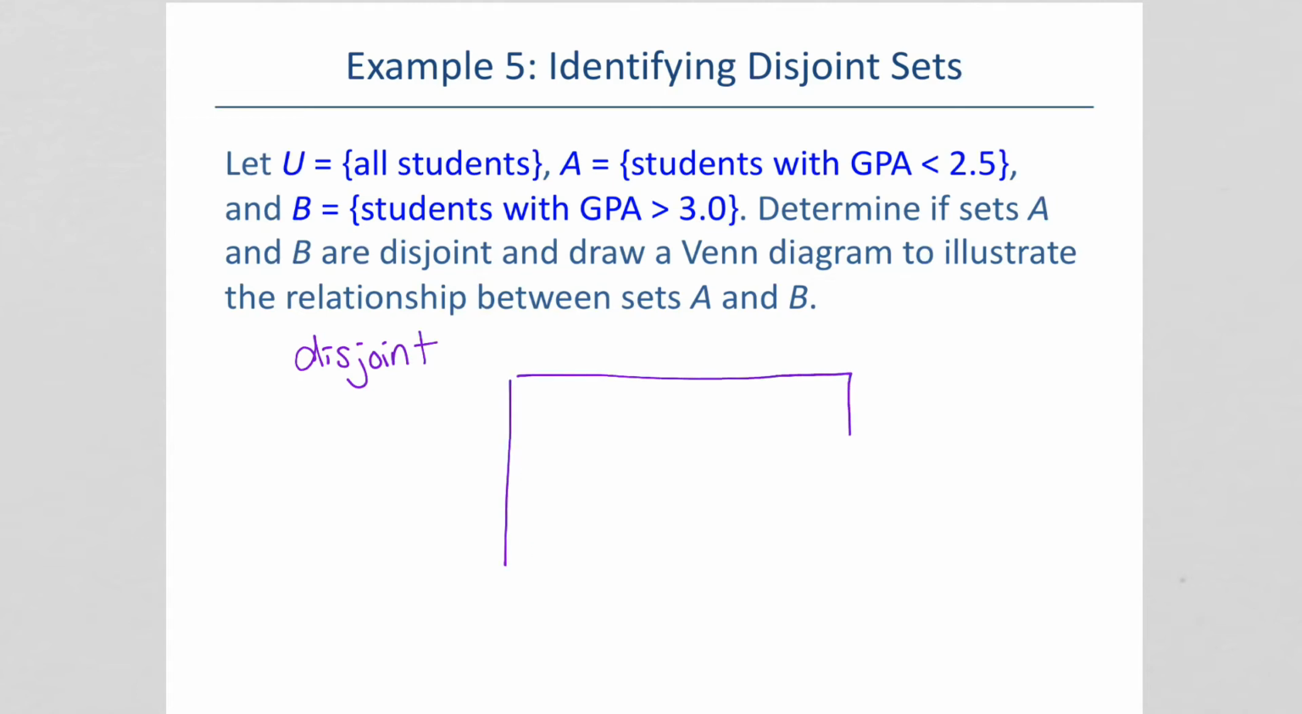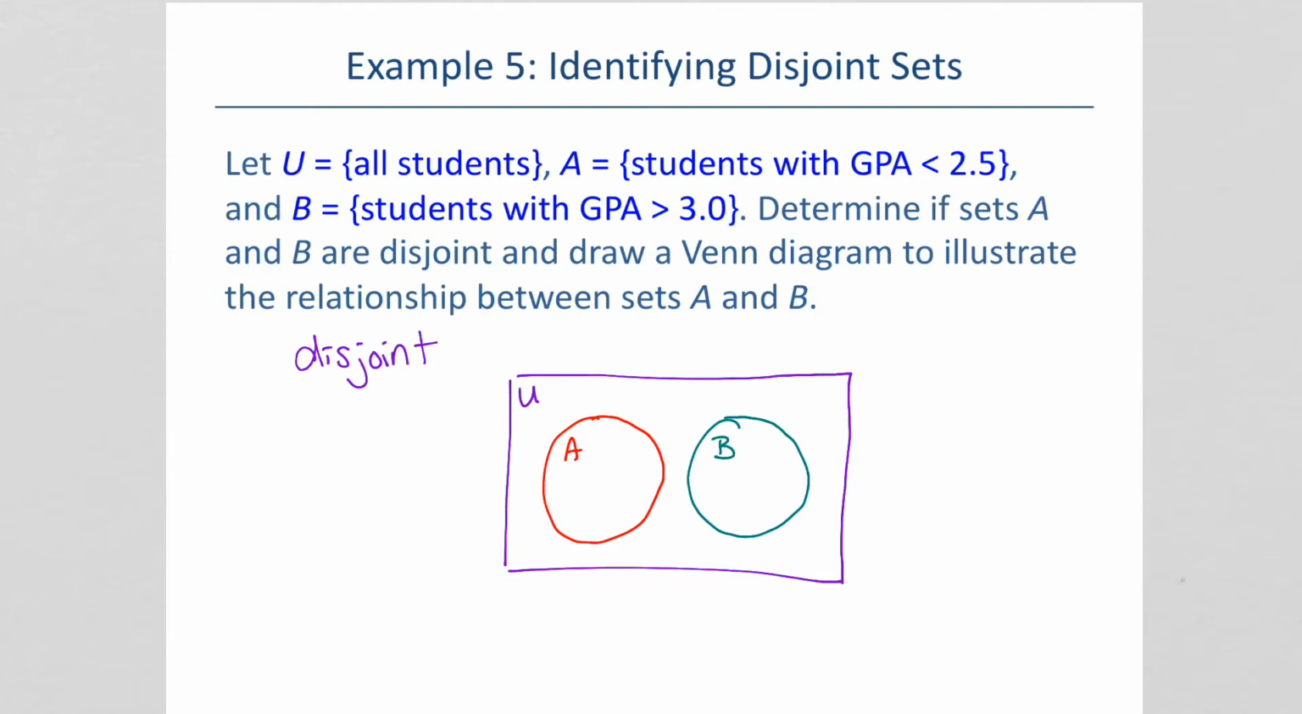And so the Venn diagram would look like this. Where they don't overlap.